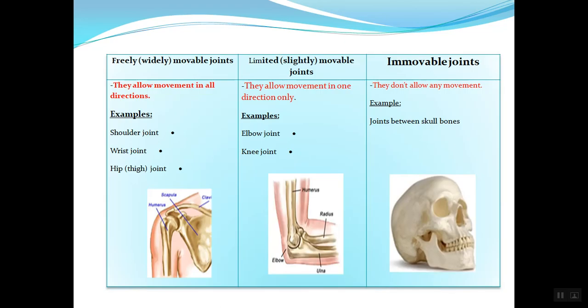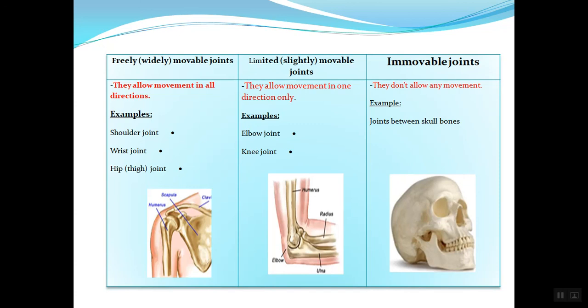To sum up, what is a joint? It is a point of connection between the bones, or the meeting point between the bones. The types of joints are freely movable joints, limited movable joints, and immovable joints. Freely means they allow movement in all directions. Limited means they allow movement in only one direction. Immovable means they don't allow any movement.